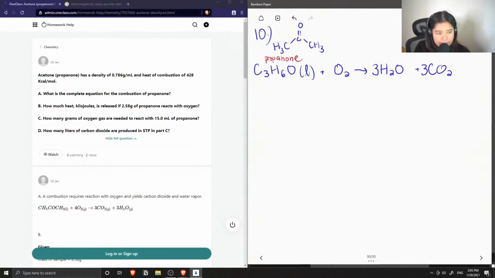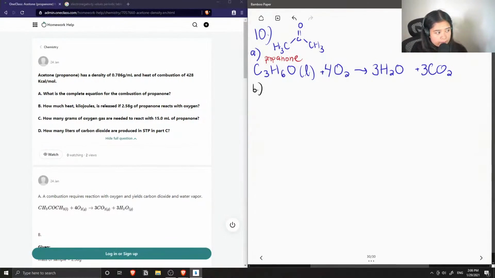And finally, we'll balance out our oxygens. So on our product side, we now have 6 plus CO2. Oh wait, so 3 plus 6, so 9. And we only have 3 on our reactant side. So to make 9 oxygens on our reactant side, if I put a 4 in front of O2, then this should balance out my reaction. So this was part A.